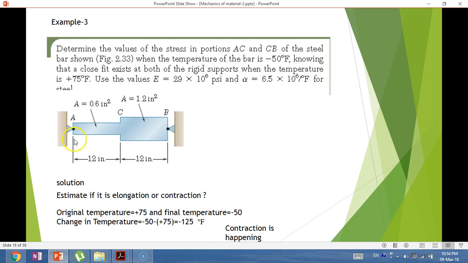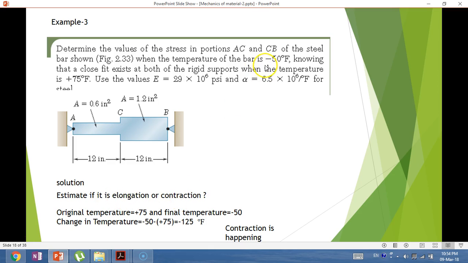Here we have two hinges, and these two portions of the steel bar are not allowed to expand. But first we have to estimate the amount of elongation, then conversely we will get the stress. First we have to find out whether we have elongation or contraction.